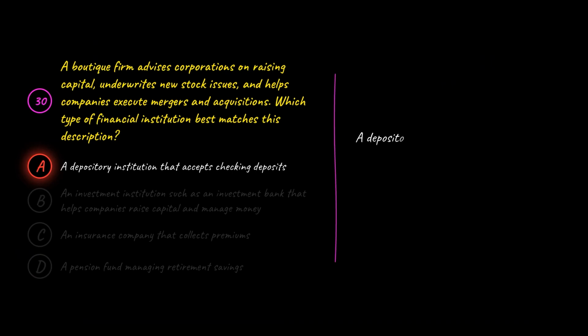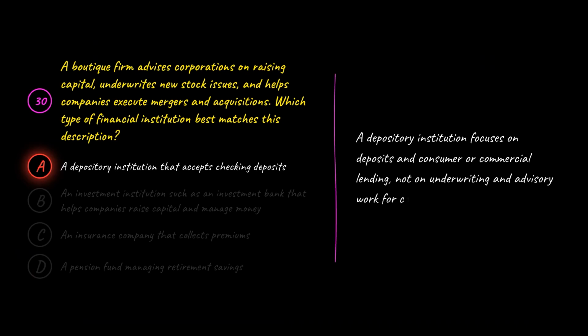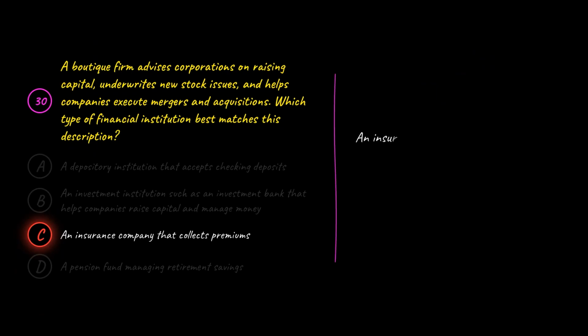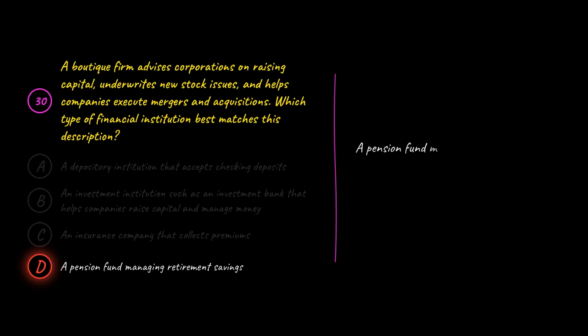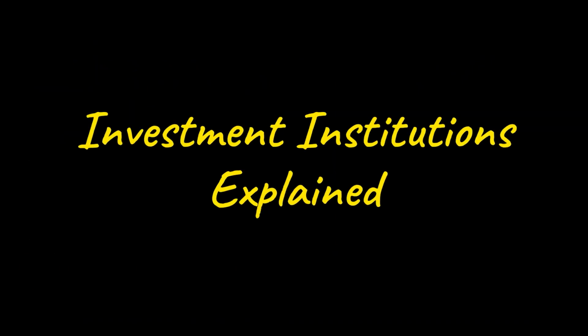A is wrong because a depository institution focuses on deposits and consumer or commercial lending, not on underwriting and advisory work for corporate clients. C is wrong because an insurance company's core business is risk pooling through premiums and claim payouts, not corporate capital raising or M&A advisory. D is wrong because a pension fund manages retirement savings for plan participants and is not an advisory firm for corporate issuances.